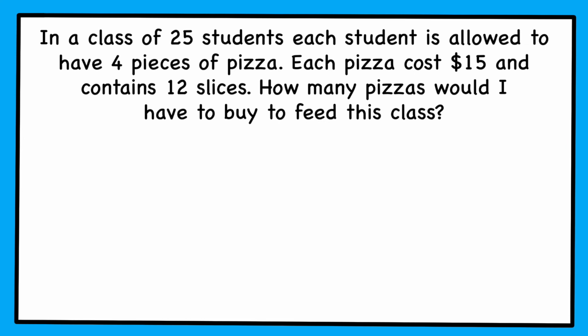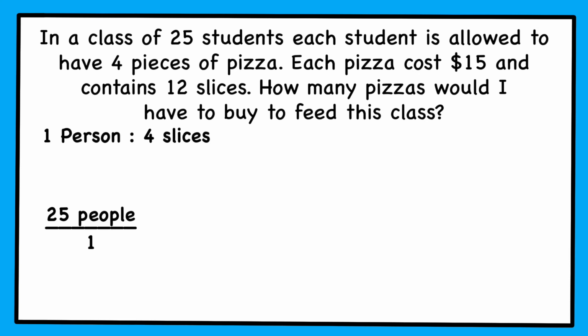Well, let's start off with our people. We're given 25 people to feed, so let's put that over 1. We know each person can have 4 slices, so let's use the conversion factor of 4 slices over 1 person because we want person or people to cancel out. This would then cross out my people's unit, leaving me with slices.